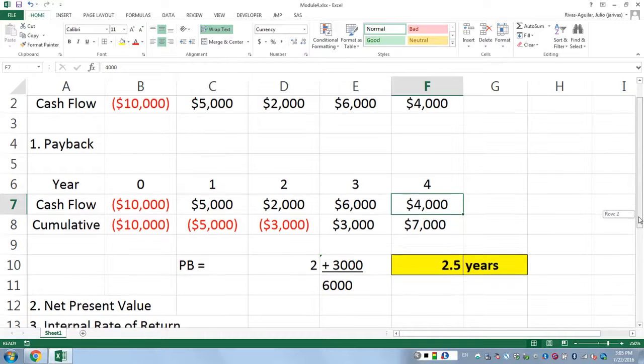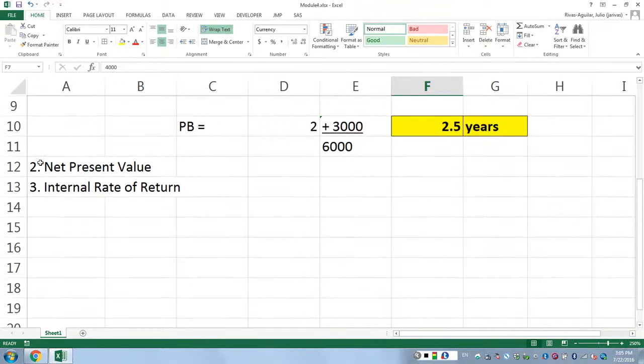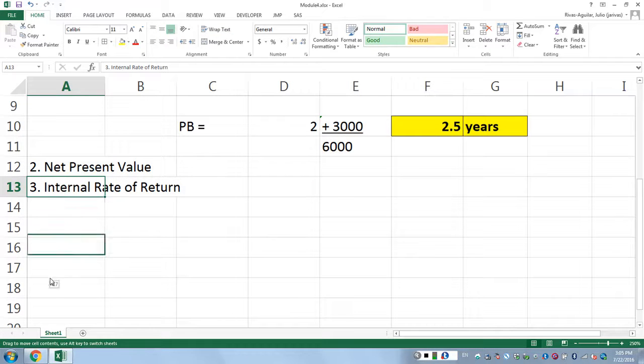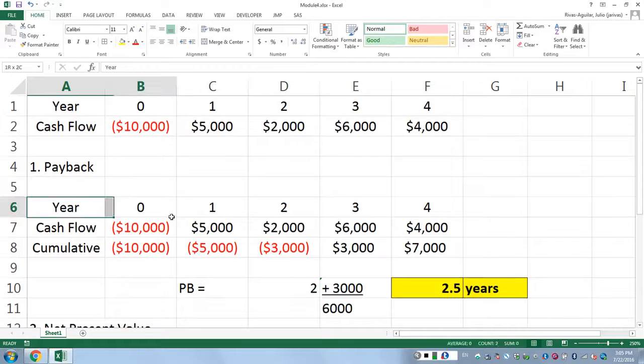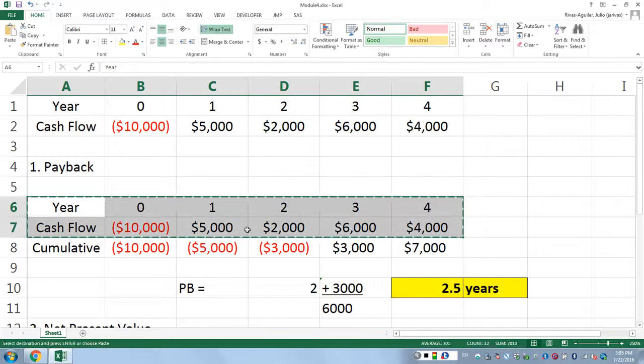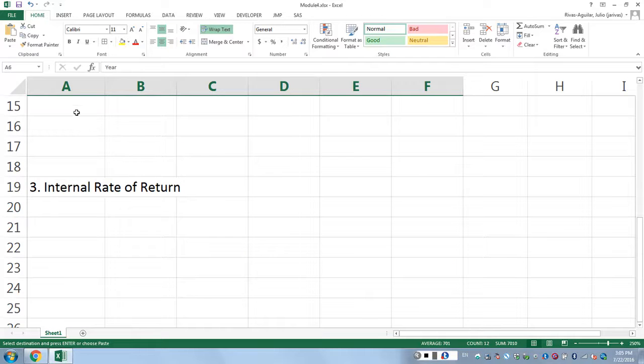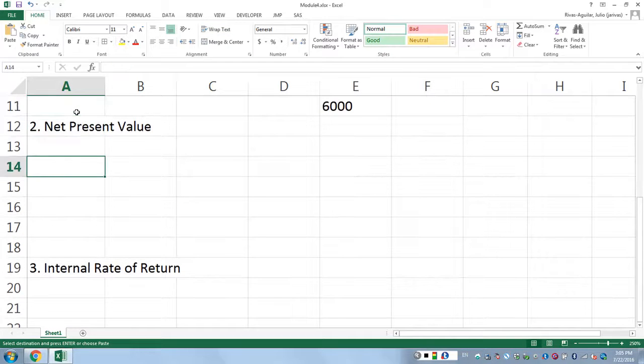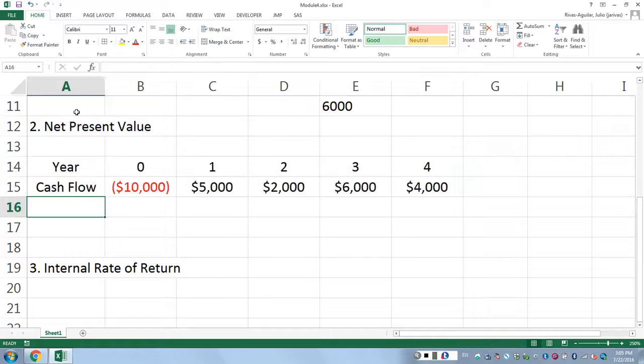That's why we have these other two methods, net present value and internal rate of return. So for net present value, I'm going to copy the original stream of cash flows, and we're going to be making some calculations. Now, the first thing we need to do is we need to have an interest rate.